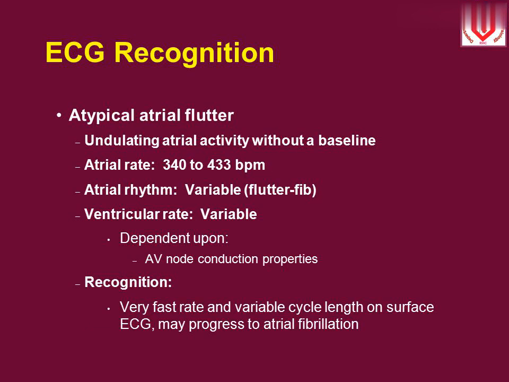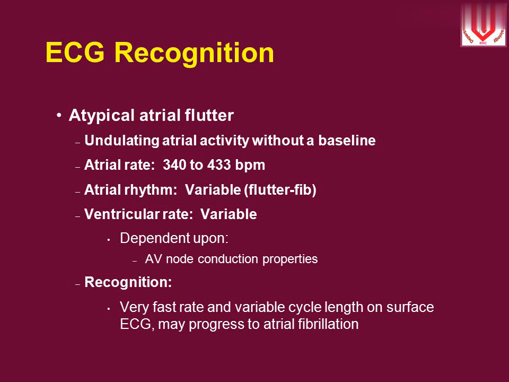ECG recognition, atypical atrial flutter. Undulating atrial activity without a baseline. Atrial rate, 340 to 433 bpm. Atrial rhythm, variable, flutter-fib. Ventricular rate, variable, dependent upon AV node conduction properties. Recognition: very fast rate and variable cycle length on surface ECG, may progress to atrial fibrillation.